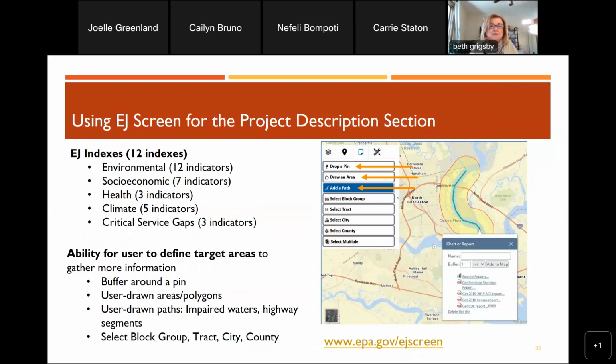So here is now the EJ Screen, a tool that I've used for the last several years as a grant writer. It is not required for the grant, and it may not actually cover rural areas or areas with sparse population. But most of the time when I've worked through it, I've found it's been very helpful. And here are the indexes, which give you an idea of what you can draw on the map and how you can use it.